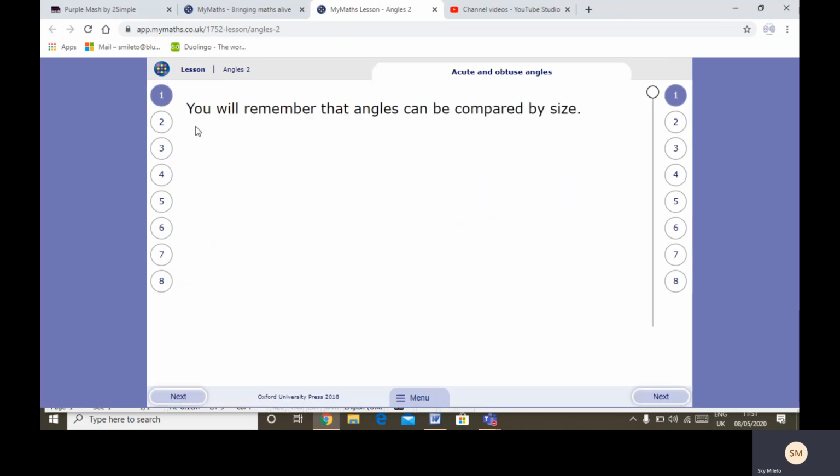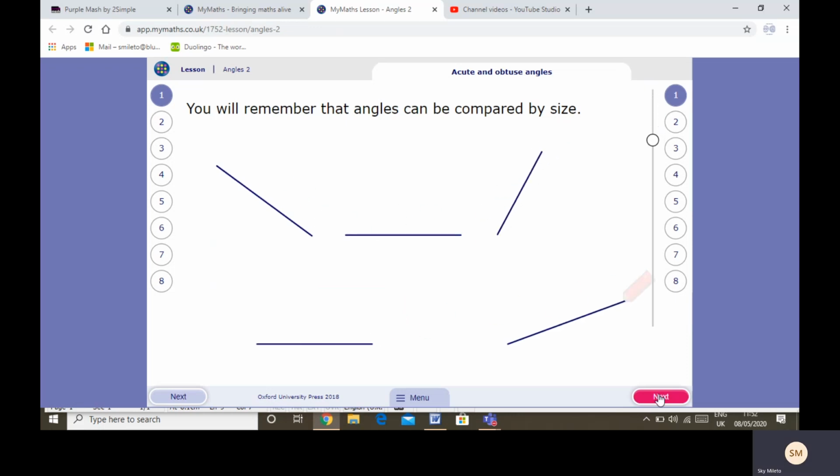Acute and obtuse angles. Can you remember if an acute angle is smaller or bigger than a right angle? Shout it out, smaller or bigger? Smaller. Can you remember whether an obtuse angle is smaller or bigger? Remember the b in obtuse is for big, which makes it bigger, okay?